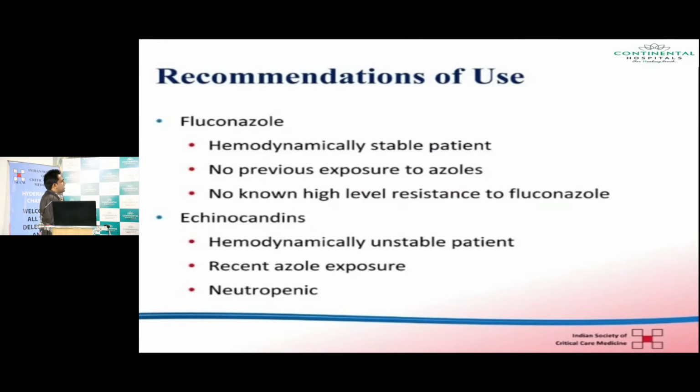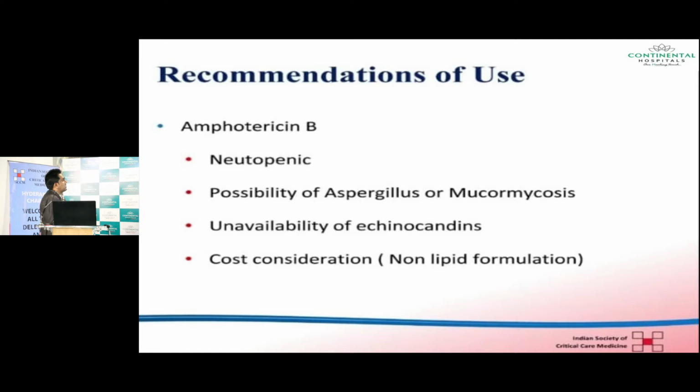The recommendation of fluconazole is for a hemodynamically stable patient with no previous exposure to azole and no high-level history of fluconazole resistance. Echinocandins are recommended in a hemodynamically unstable patient, when there is previous exposure to azole, and when patients are neutropenic, with a possibility of Aspergillosis or mucor. The availability of echinocandins is limited by their high cost.